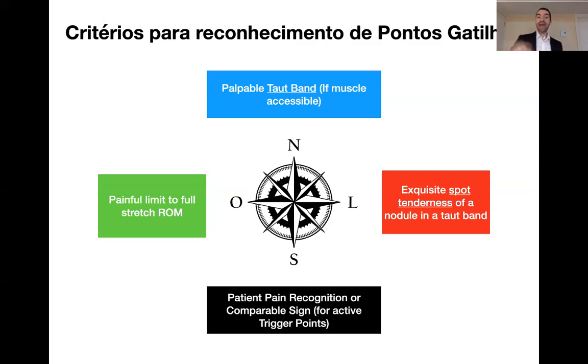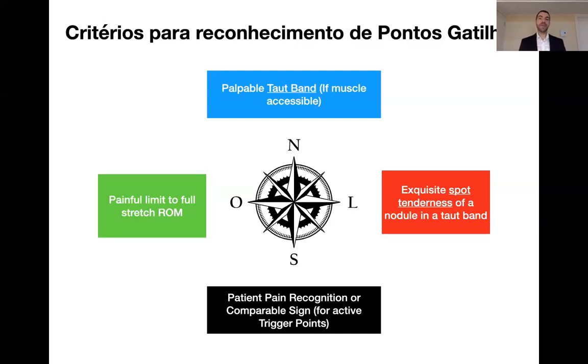However, when I have the active trigger point, then the pain can come from the trigger point, okay? So in black, we will understand if the patient has the active trigger point or not. So that's really important. It's the patient pain recognition or comparable sign, and what that means.